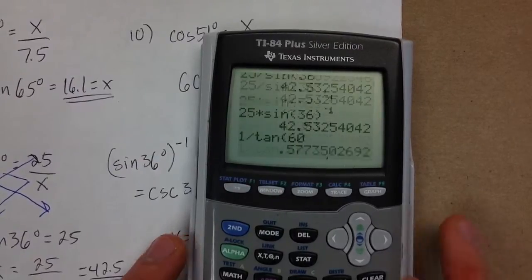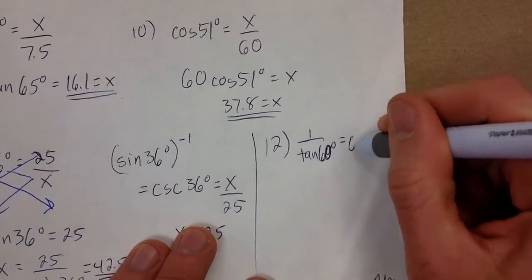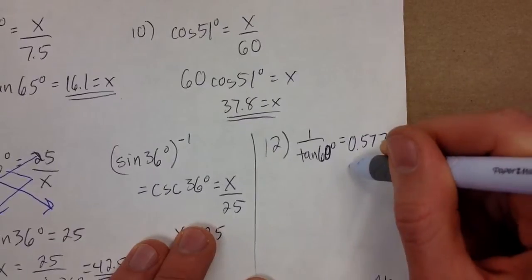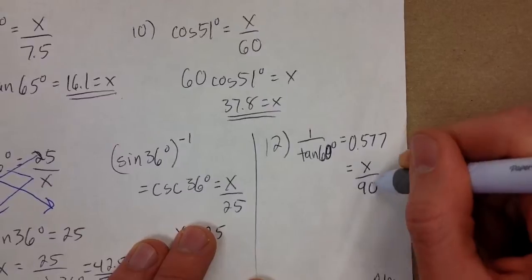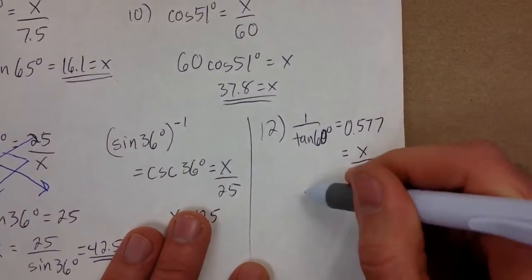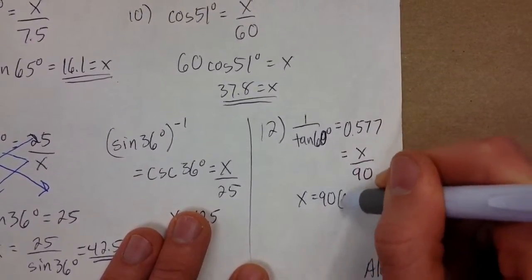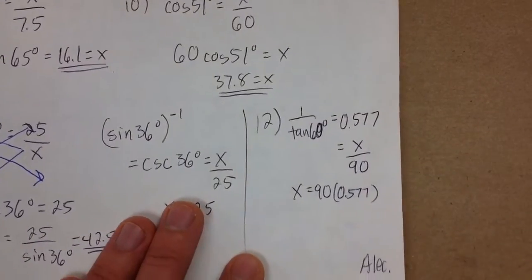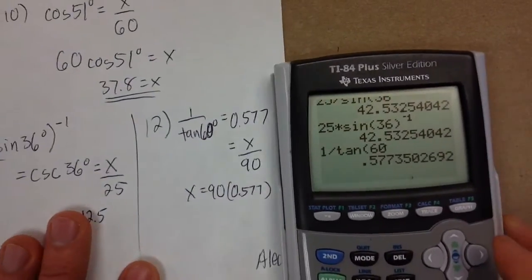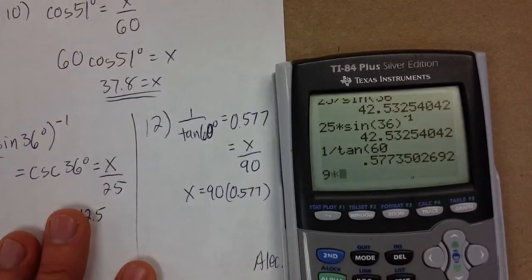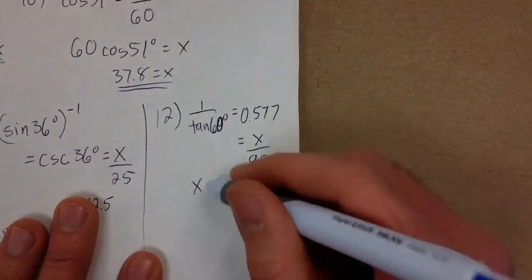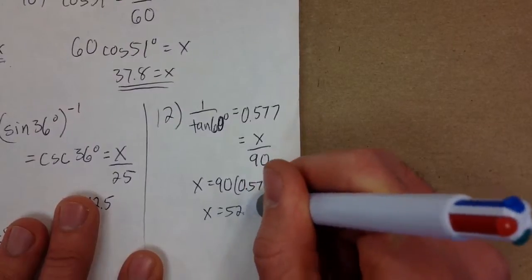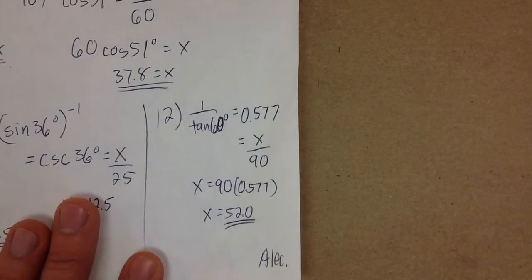I would get 577, and that's equivalent to adjacent over opposite. So yes, I totally agree with you. $52.0. Okay, any questions on 5 through 12?